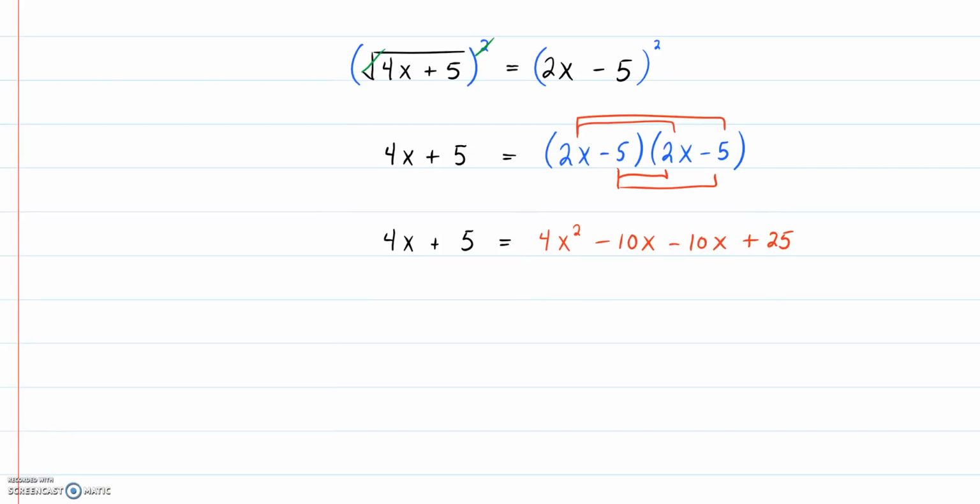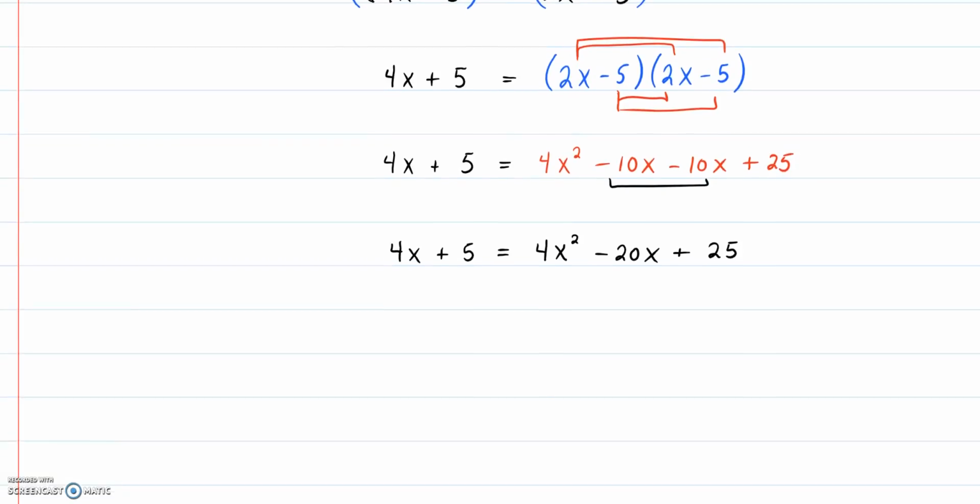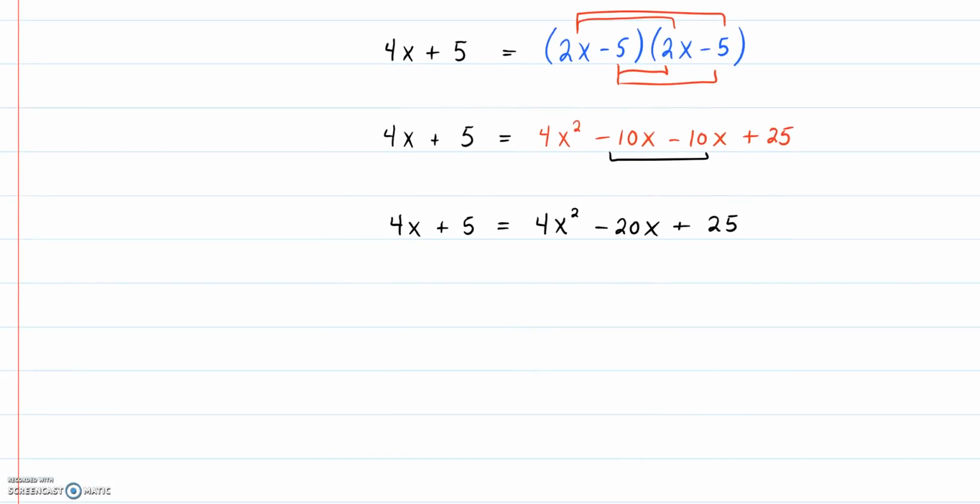So let's see if we can combine some like terms. I'm going to have 4x plus 5 is equal to 4x squared. We should have minus 20x once I combine these two guys. And then we're going to have plus 25. Alright, so the first thing I noticed is that now I have a quadratic equation, and what gives it away again is this x squared. So I may want to move things over and make it equal 0.